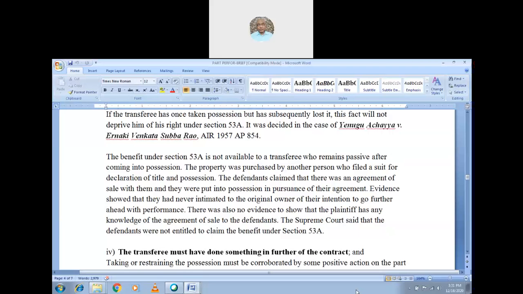Now the property was purchased by another person who filed a suit for declaration of title and possession. When you did not take possession of the property, it will be possessed by somebody else, who used it and developed the property. At that time, the defendant claimed that there was an agreement of sale with them, and that they were put into possession in pursuance of their agreement. The evidence showed that they had never intimated to the original owner their intention to go ahead with performance. There was also no evidence to show that the plaintiff had any knowledge of the agreement of sale to the defendant. The Supreme Court said that the defendants were not entitled to claim the benefit under section 53A.